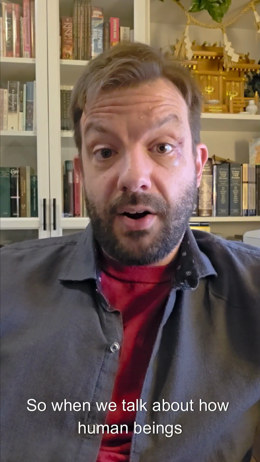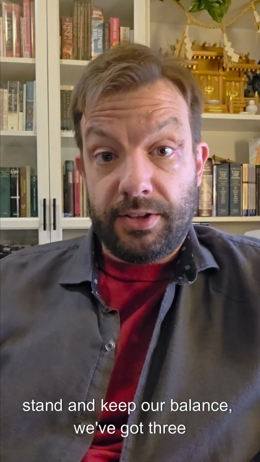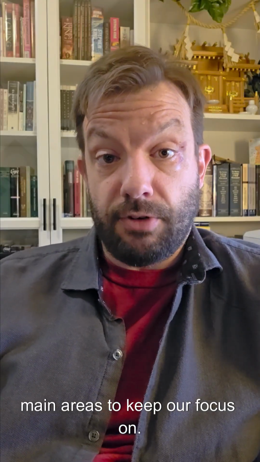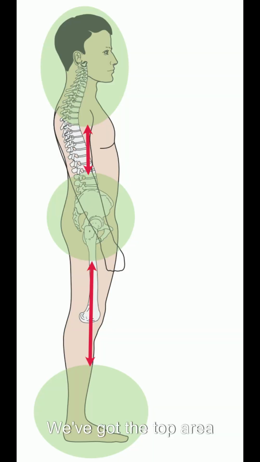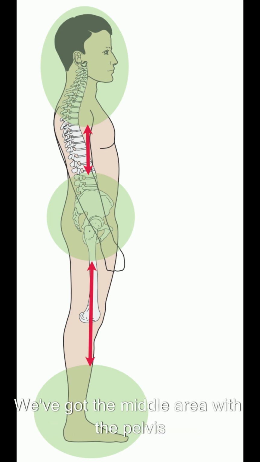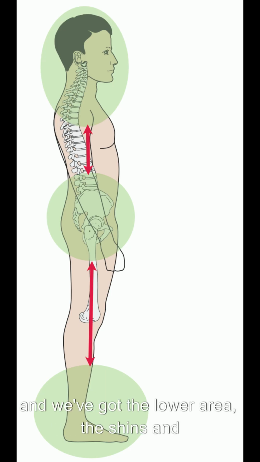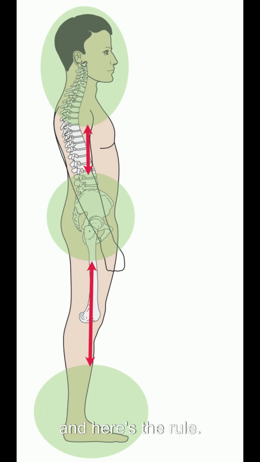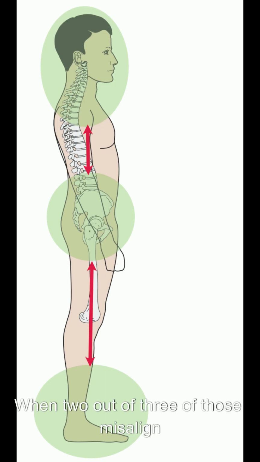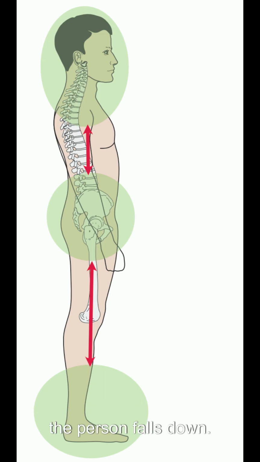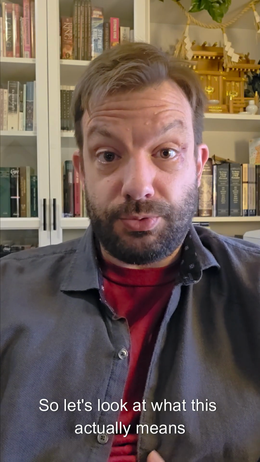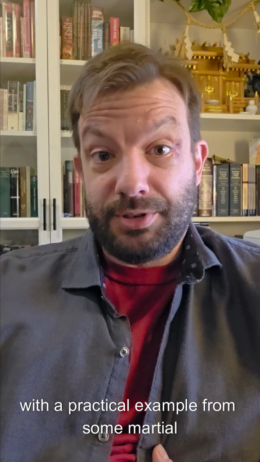Now, in the healthcare world, that gets really important because we can reverse engineer that to help someone be more stable. So, when we talk about how human beings stand and keep our balance, we've got three main areas to keep our focus on. We've got the top area with the head, neck, and chest. We've got the middle area with the pelvis and hips and tailbone. And we've got the lower area, the shins and ankles and feet. And here's the rule: when two out of three of those misalign and the third one is pinned in place, the person falls down.